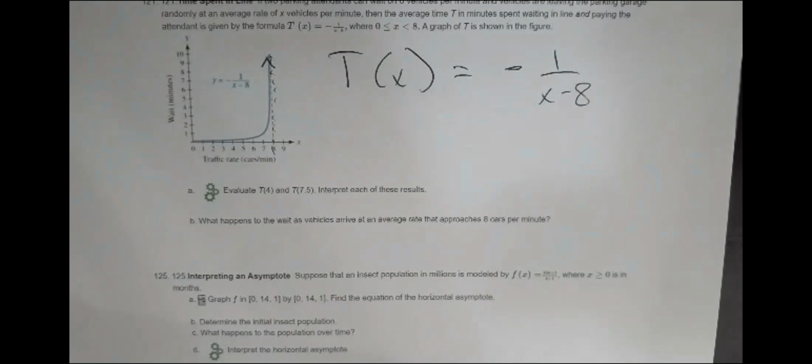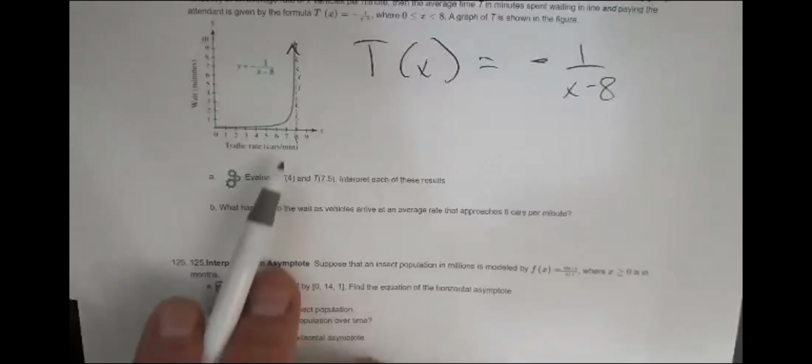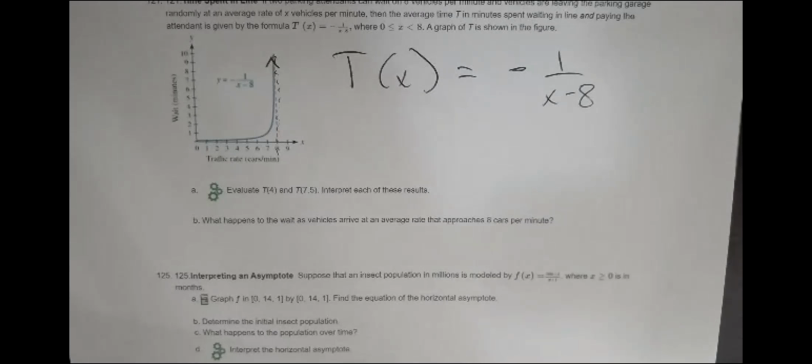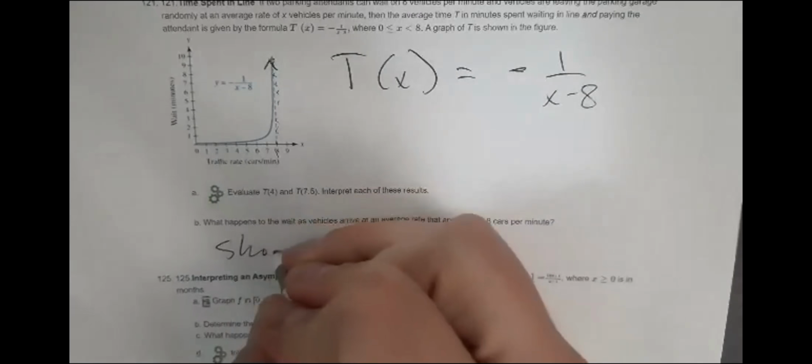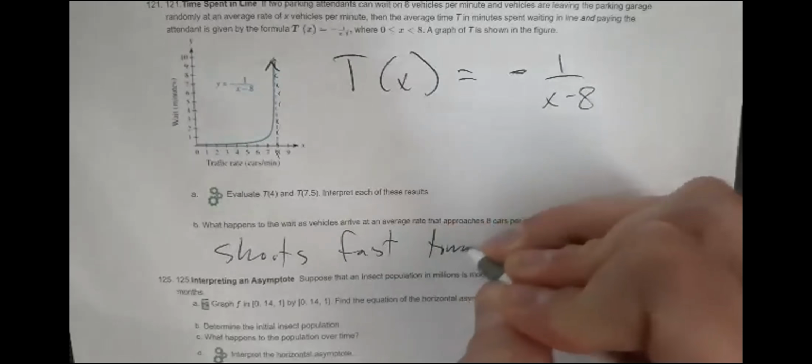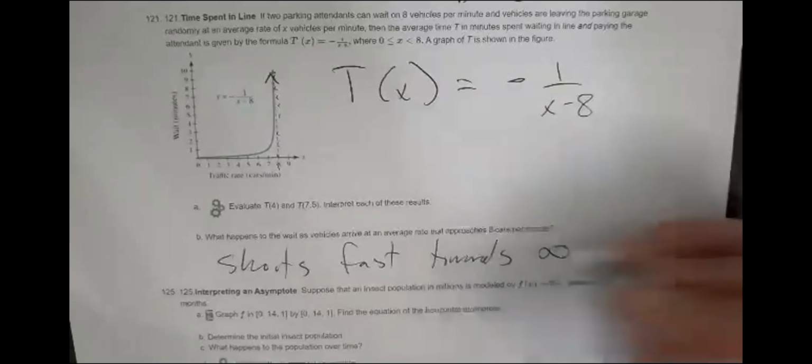What happens when we hit 8 cars per minute? Can we hit 8 in this scenario? No. No, it is an asymptote here, is what is happening. So this thing is shooting off to infinity as we approach 8. What that indicates is that this is an asymptote. Infinity, right? Towards infinity.